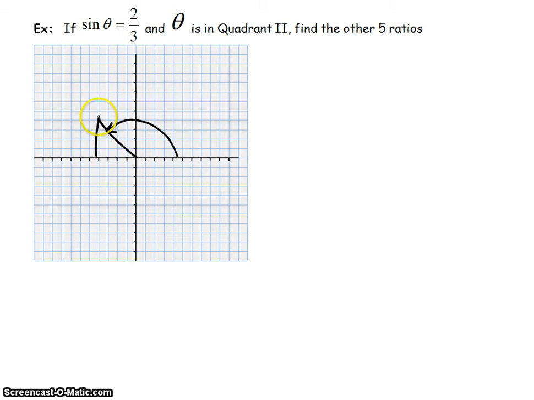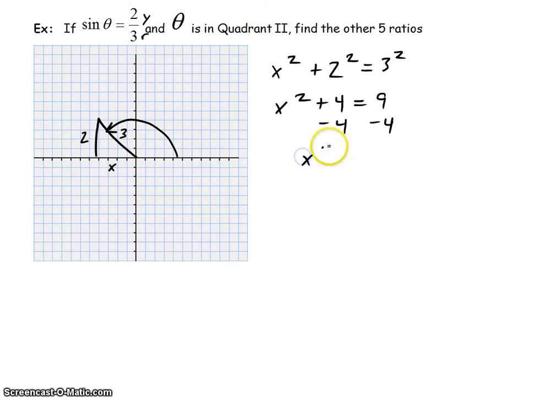The point it goes through, and I know this isn't the perfect drawing, we know that y and r are 2 and 3. So what we need to find is x. Using the Pythagorean theorem, we can find out what the last side is. So x squared plus 4 equals 9. We get x squared equals 5, so x is equal to the square root of 5.